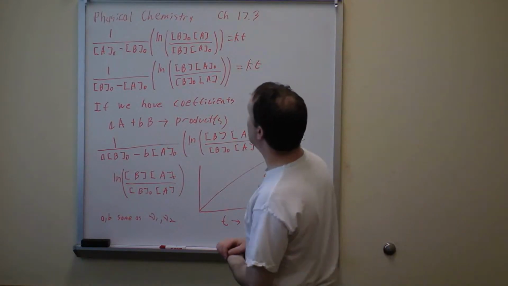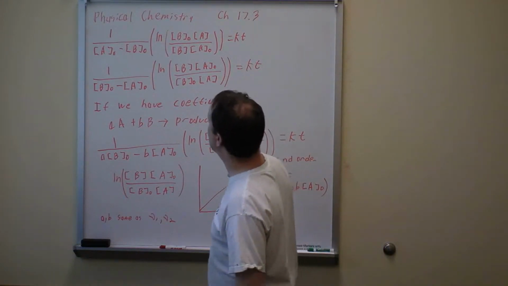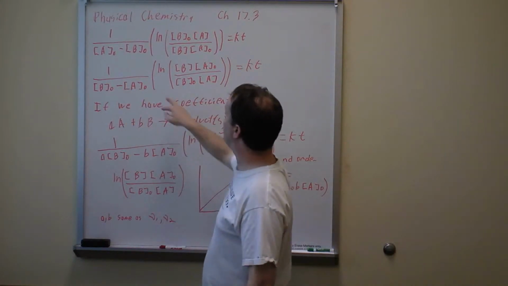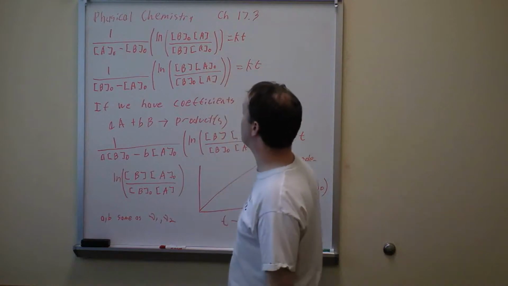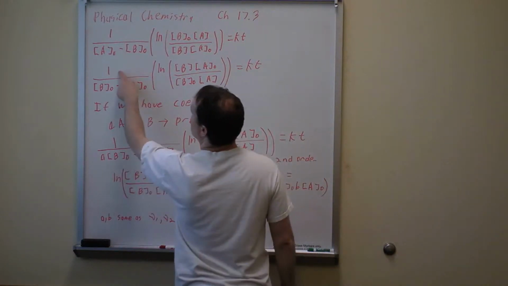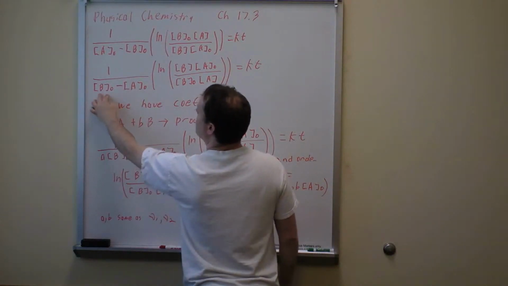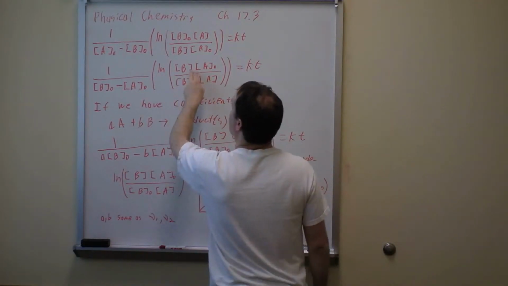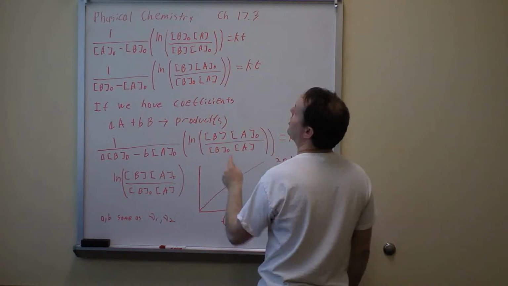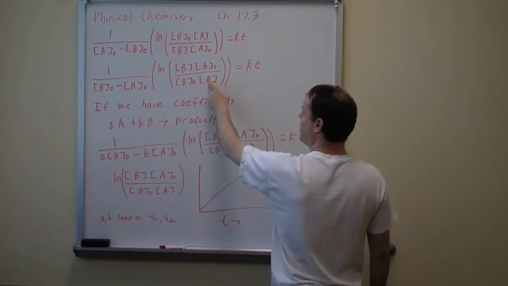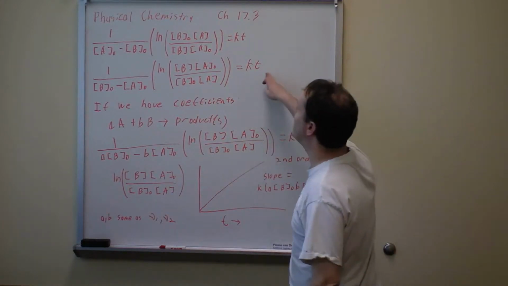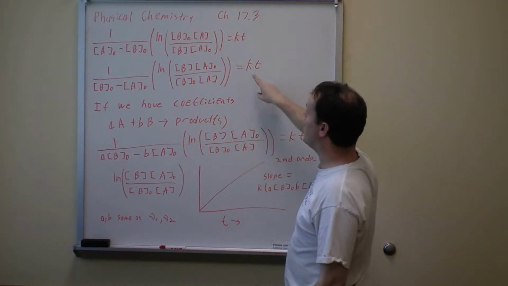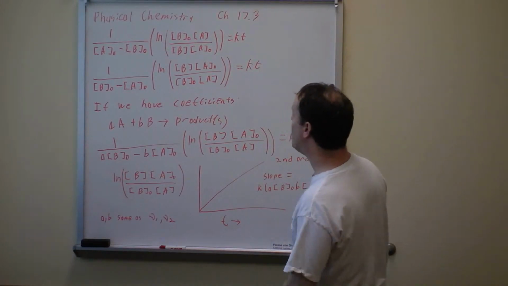And then we want to switch around the order here. So if we switch around the order, basically dividing by -1, we flip this one upside down too. It means the exact same thing. So 1 over the initial concentration of B minus the initial concentration of A times the natural log of the concentration of B times the initial concentration of A divided by the initial concentration of B times the concentration of A equals kt. Now remember, that was when we assumed that the coefficients of A and B were equal to 1.